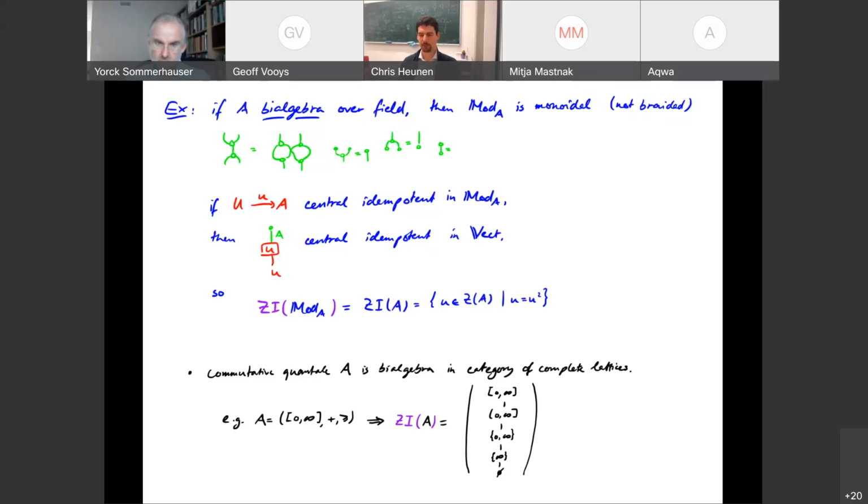There's 5 of them. There's the whole set, there's the empty set. But there's also the set with just infinity in it, also the set with just 0 and infinity in it, but also the set with everything but 0 in it, so everything strictly above 0. So you can start to see some sort of topological behavior coming in here.